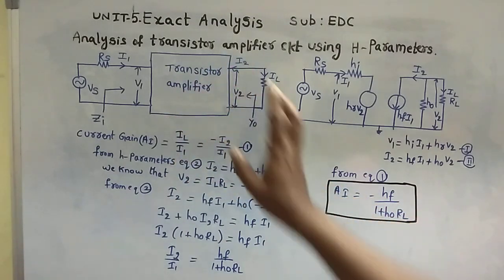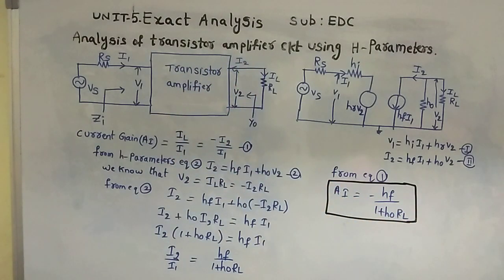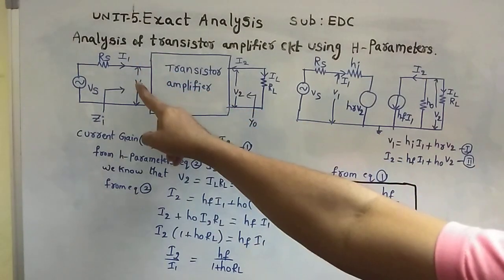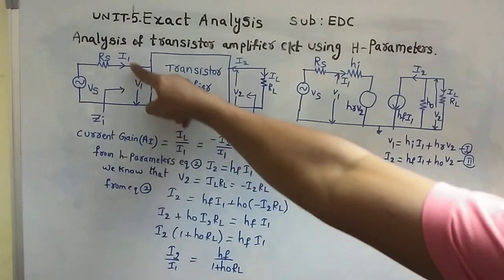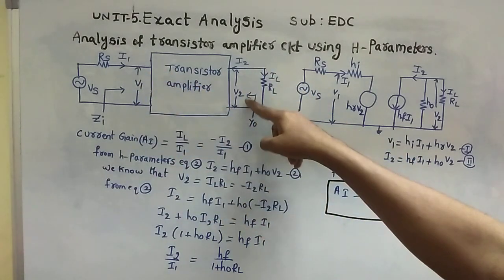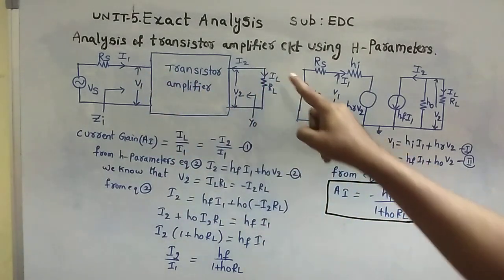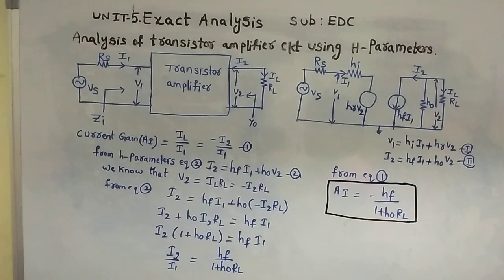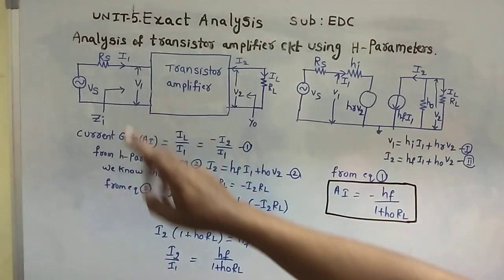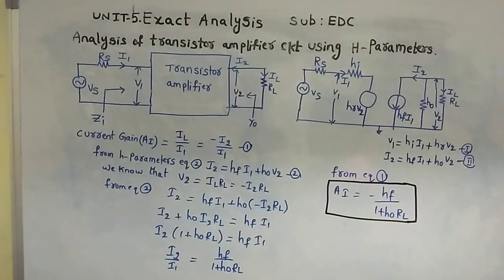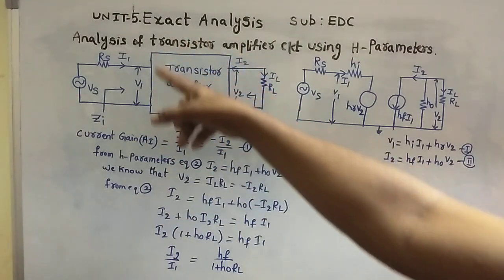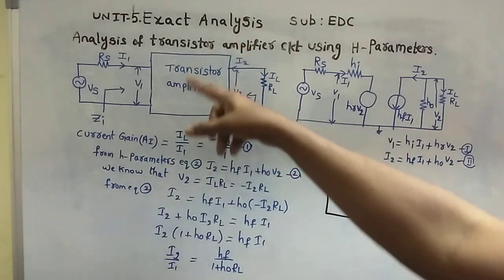For example, let us take our transistor as a two-port network. The two-port network consists of input voltage and input current, and output voltage and output current. Here I1, V1 is the input port and I2, V2 is the output port. This is the basic transistor two-port network.